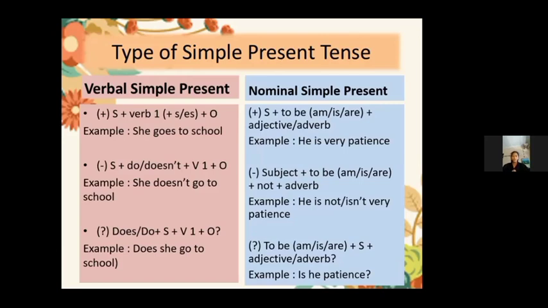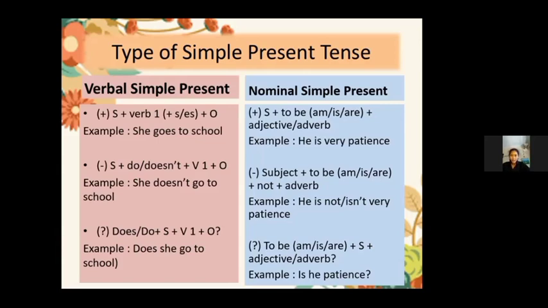Sedangkan nominal, kata nominal yaitu berarti noun yang berarti lawan kata dari verb. Tidak menggunakan kata kerja, tapi menggunakan to be. Example-nya adalah he's very patient. To be yang digunakan adalah is karena dia termasuk she, it. Sedangkan I akan menggunakan am dan you akan menggunakan are.